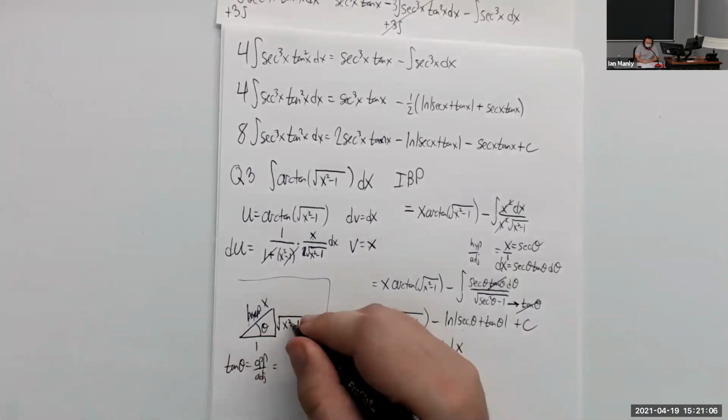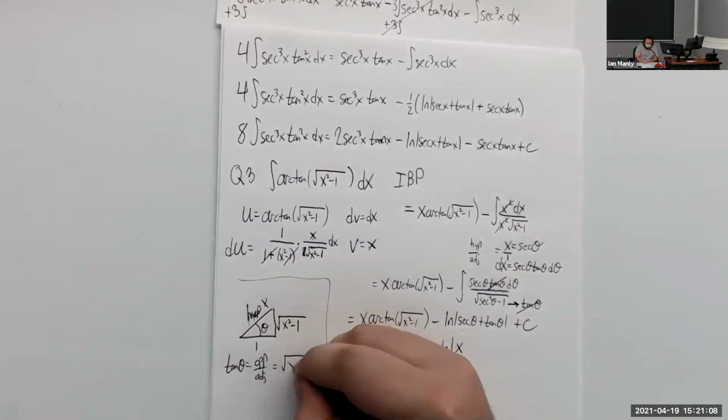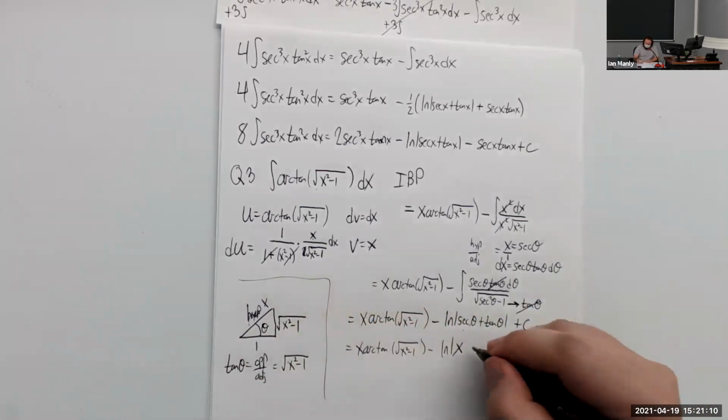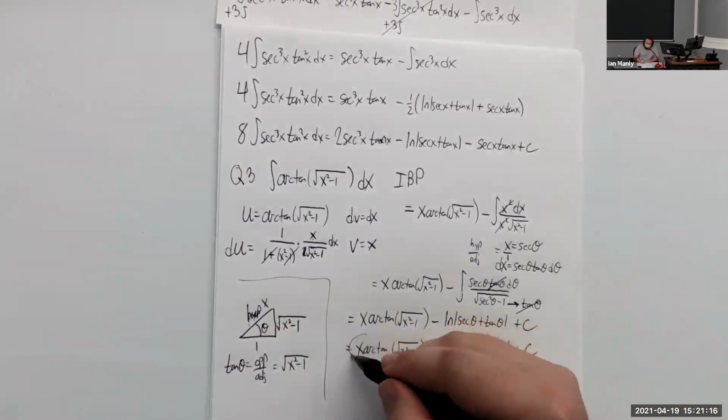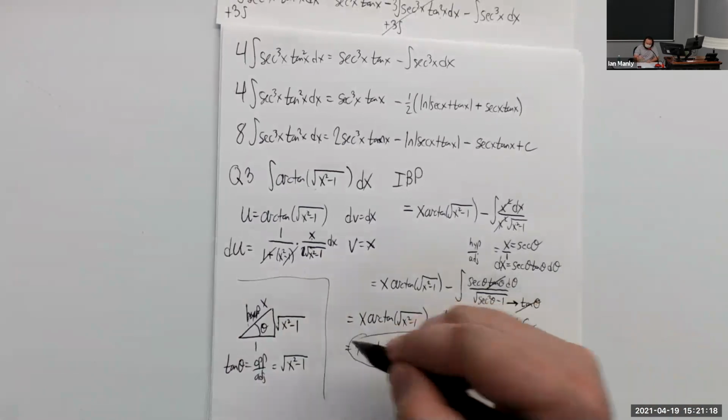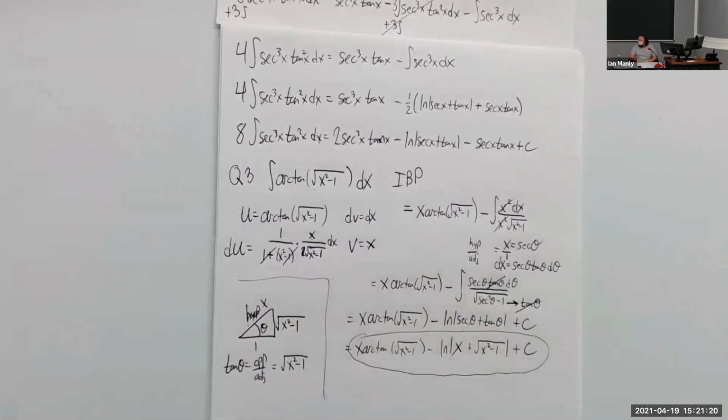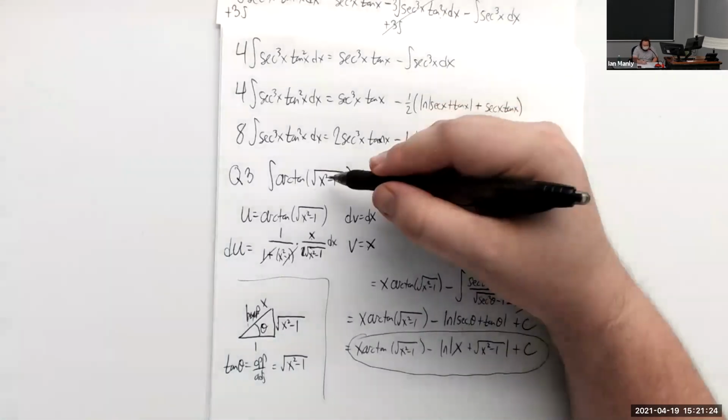Meaning that we have square root of x squared minus 1 over 1, or just root x squared minus 1. So that will give us the rest of this here. There we go. There is our antiderivative. Now, technically, we could have tried to use trig sub in the beginning.